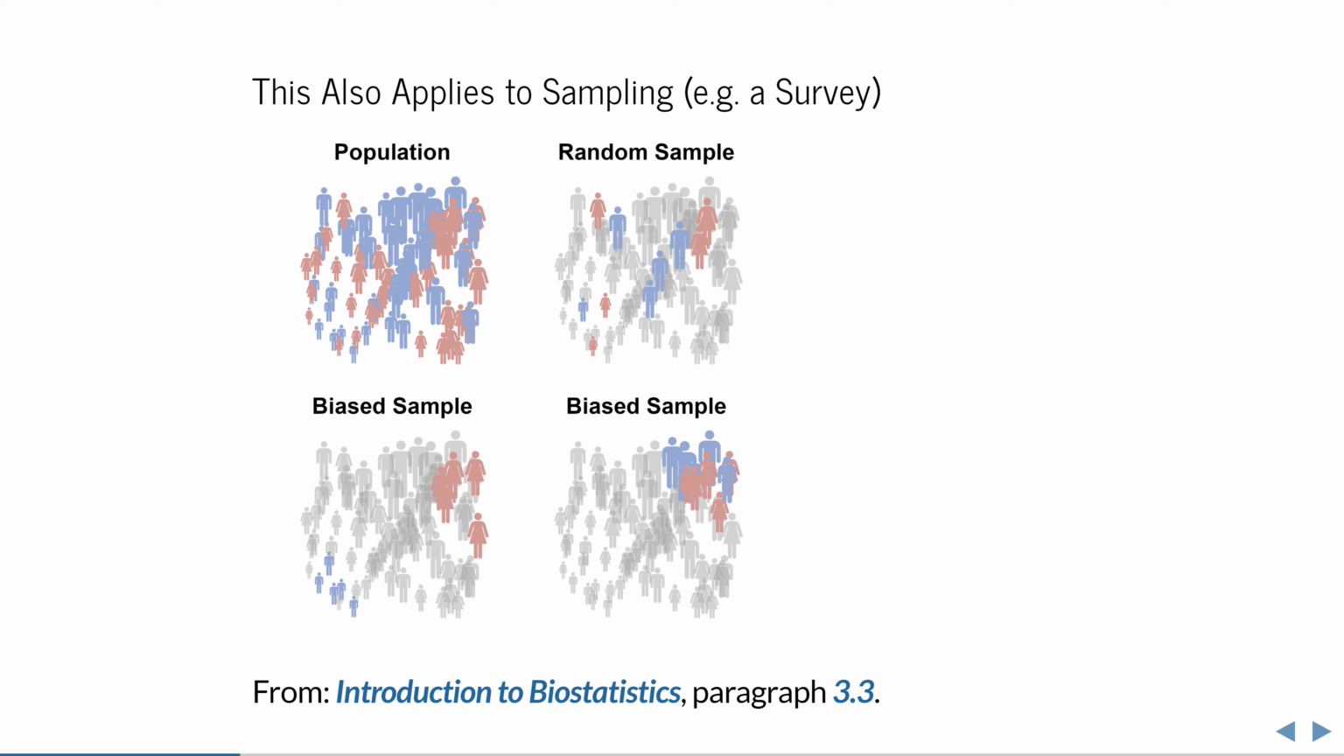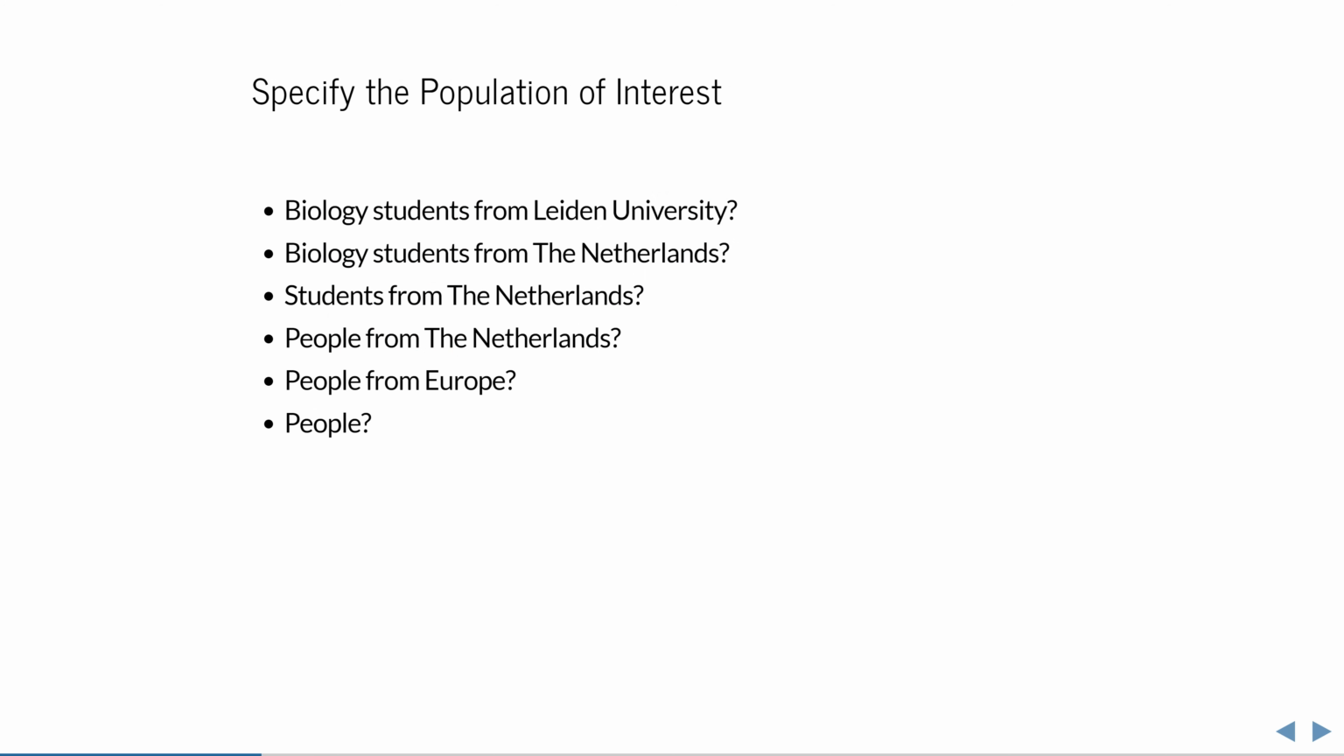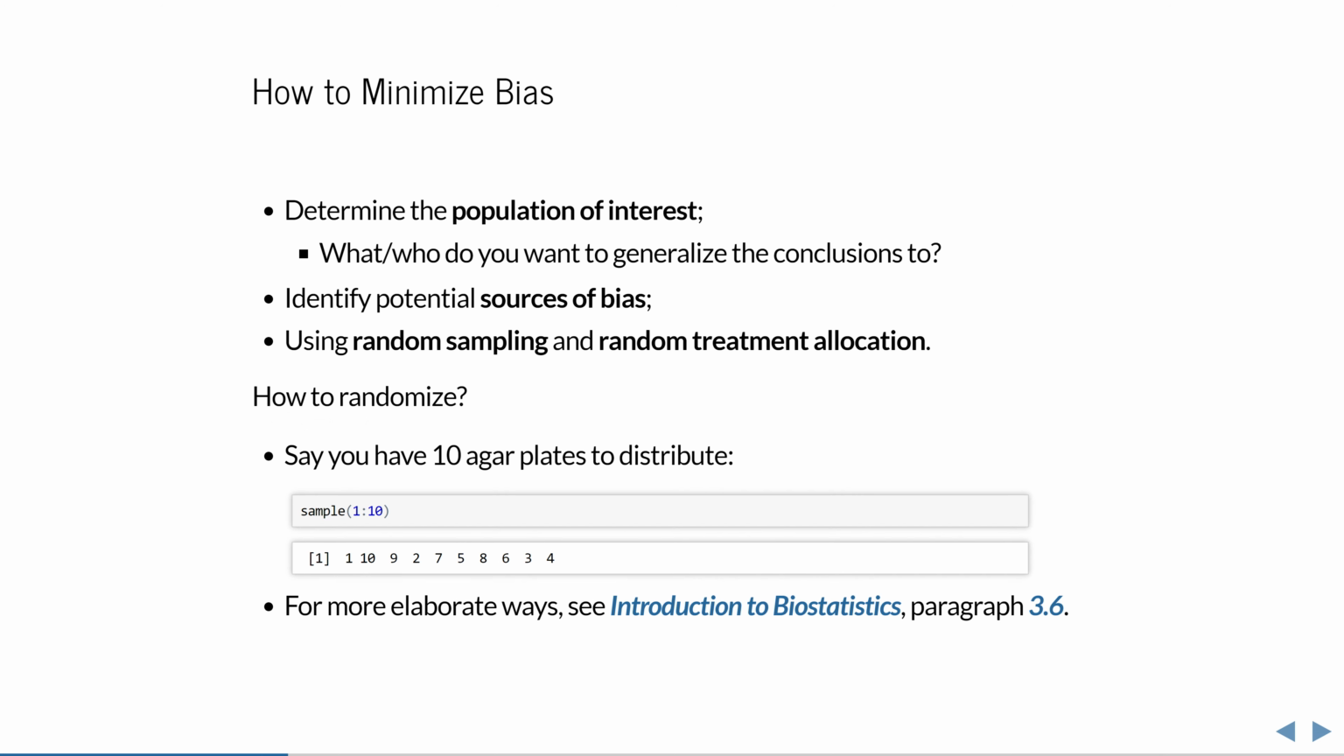If you want to know what the average person out there thinks, you need to think of a way to collect samples such that any person is equally likely to be selected. You want a representative selection of your population of interest. So it is important that you specify what that population of interest is. Who exactly do you want to generalize the conclusions to? Then identify any potential sources of bias, and finally, use randomization wherever possible to nullify the effect of bias on the results. Any form of non-random sampling is likely to yield a biased sample.